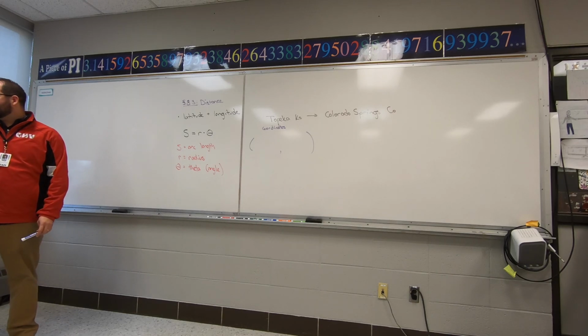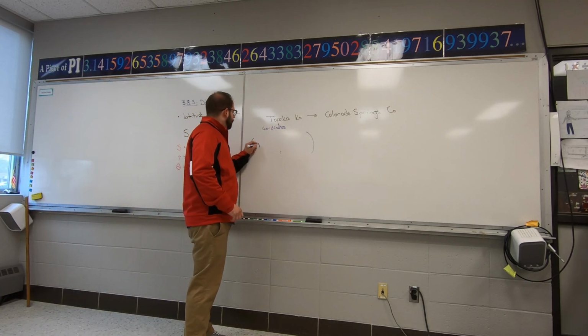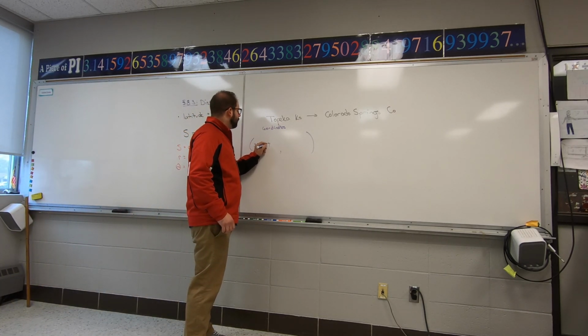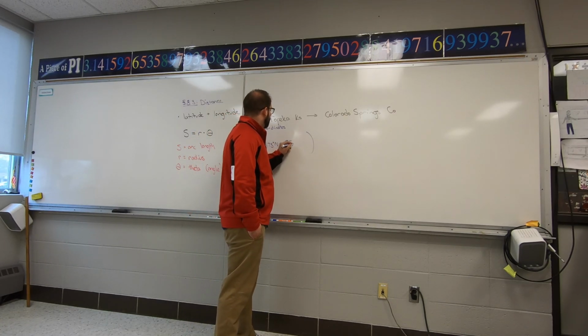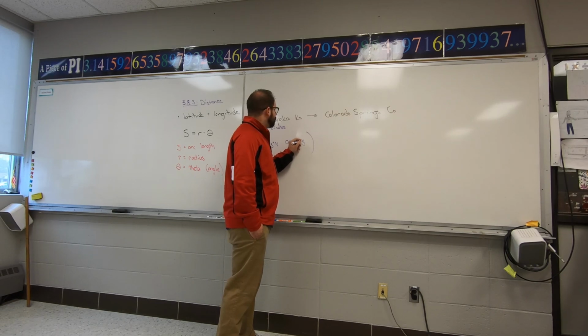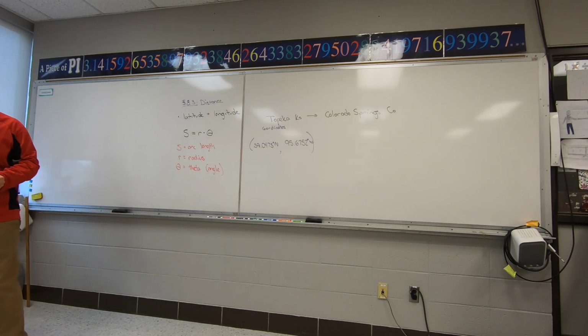All right, coordinates. Anyone have the coordinates for Topeka, Kansas? Anyone type it in Google? 39.0473 degrees north, and then 95.6752 degrees west. Okay, so there's your coordinates for that. Perfect, thank you.